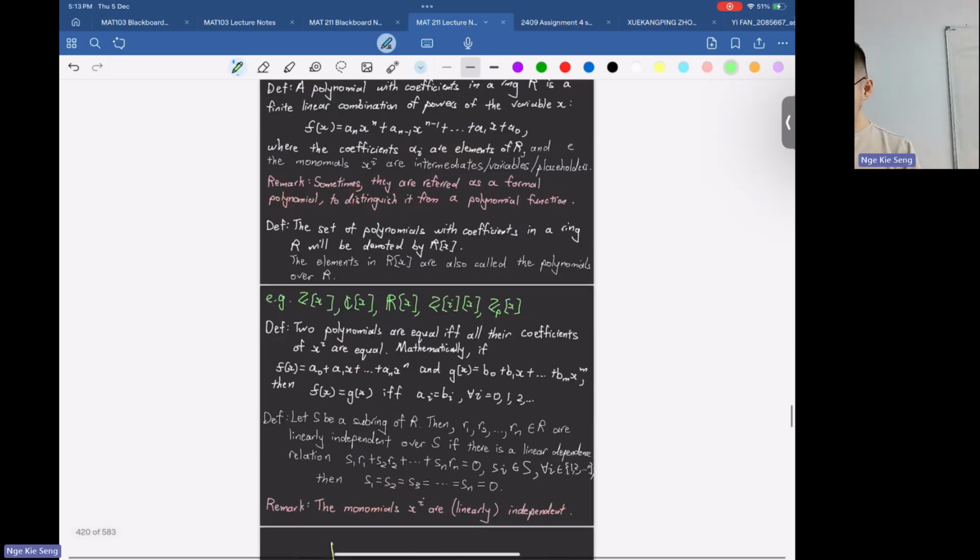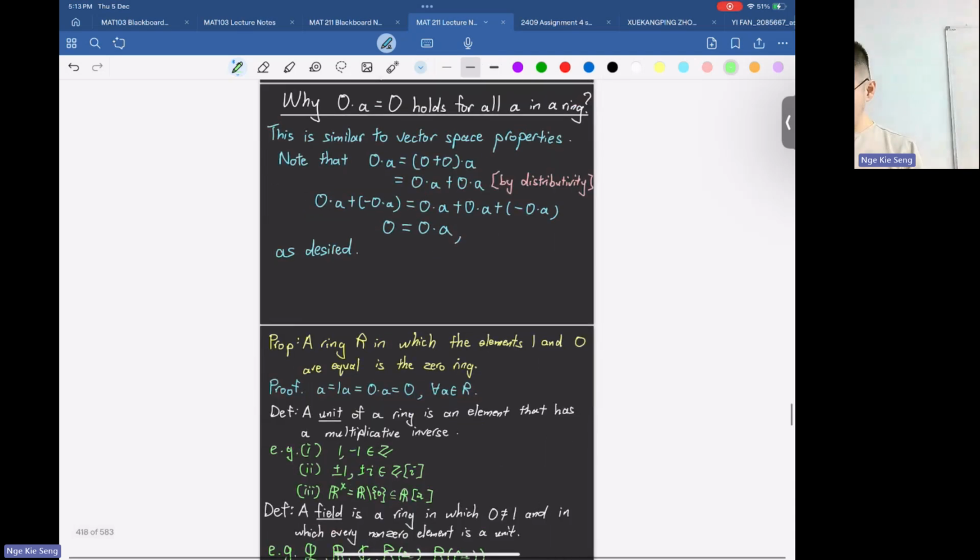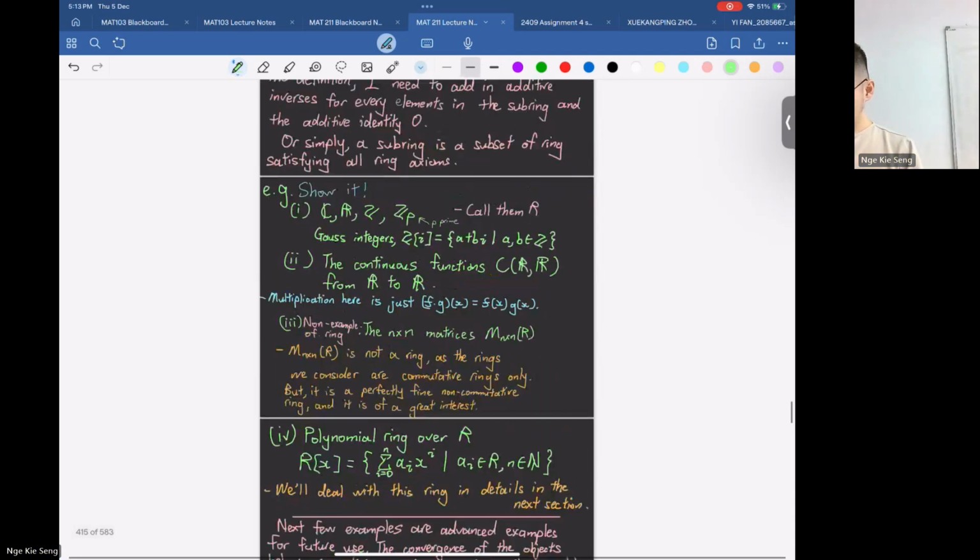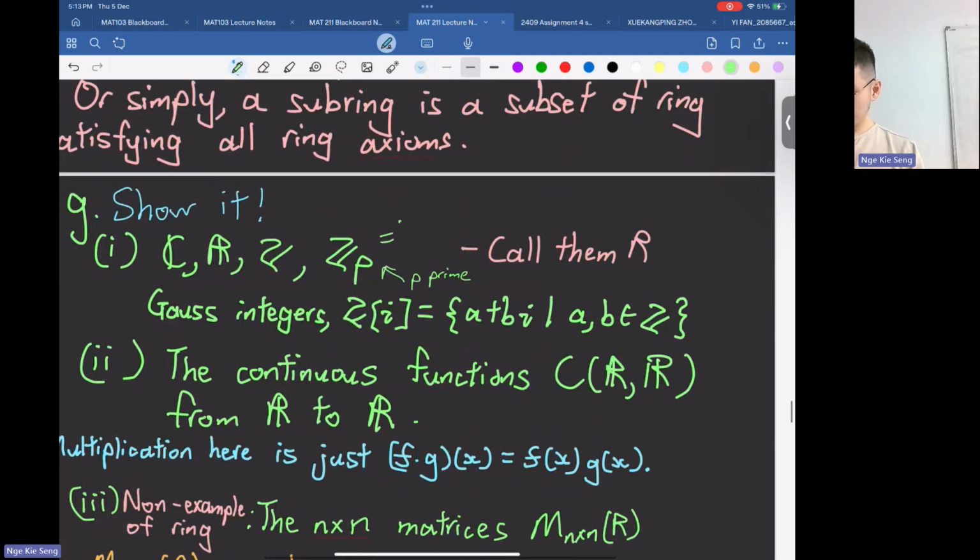So that's why I wrote Z_p equals F_p here last time. If I write F_p, you think of it as a field. If I write Z_p, usually it's just a ring, but it's the same thing. But p has to be prime. Otherwise, if it's not prime, not every element has a multiplicative inverse.